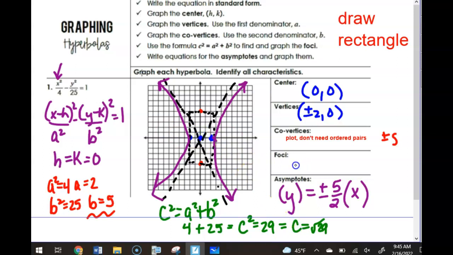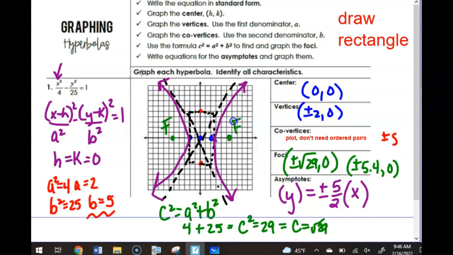Square root of 29, anybody? Five point something. Anybody do it? 5.4. And if you want to just give me the decimal, I don't care. So you would go 1, 2, 3, 1, 2, 3, 4, 5 and a little more. And from the center this way, 1, 2, 3, 4, 5 and a little more. So those are the foci.